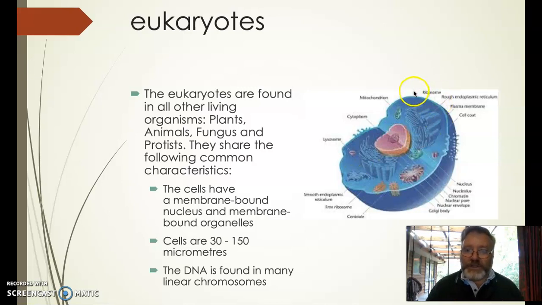And of course, all the DNA is inside the nucleus, and it's linear, so it's strings of DNA. Each species has a different number of those pieces of DNA. We have 46 pieces and 23 pairs. And the cells are much larger now. They're 30 to 150 micrometers. That's still pretty small, but much bigger than bacteria.